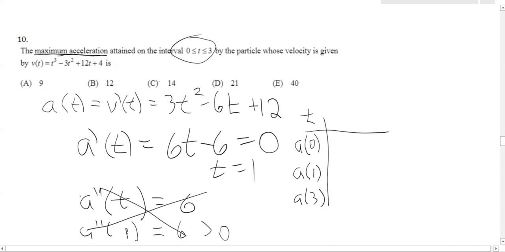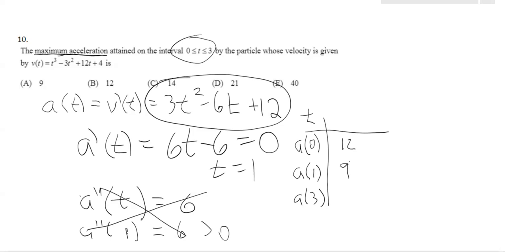When you plug 0 into the acceleration function, you get 12. When you plug 1 in, you get 3 minus 6, -3, plus 12, which is 9. And when you plug 3 in, you get 3 times 3 squared, so that's 27, minus 6 times 3, so minus 18, that gives us 9, plus 12 is 21. And the highest of those is going to be the absolute max, which is 21.